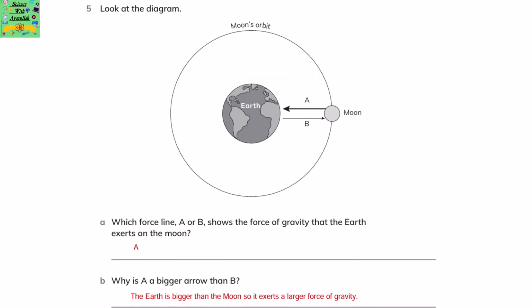Look at the diagram. Which force line, A or B, shows the force of gravity that the Earth exerts on the Moon? It's A. Why is A a bigger arrow than B? The Earth is bigger than the Moon, so it exerts a larger force of gravity.